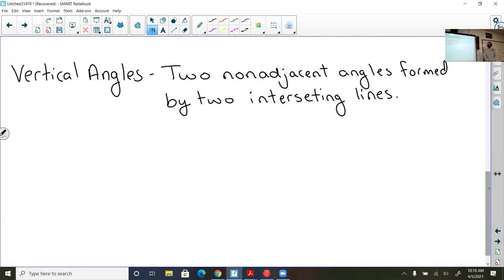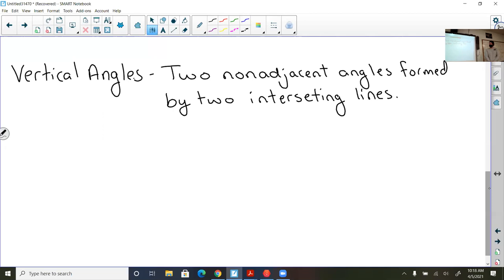All right, so the fact that they are non-adjacent, that means that vertical angles cannot be next to each other. So they can share a vertex, but they cannot share a side. They're also created by two intersecting lines.